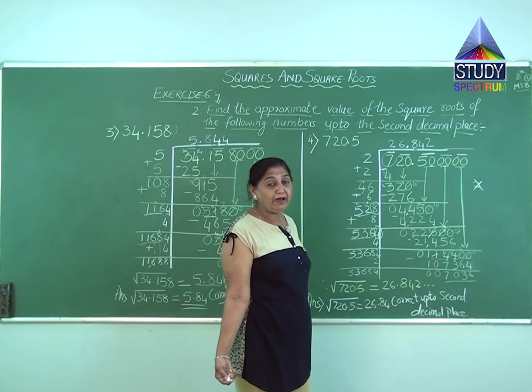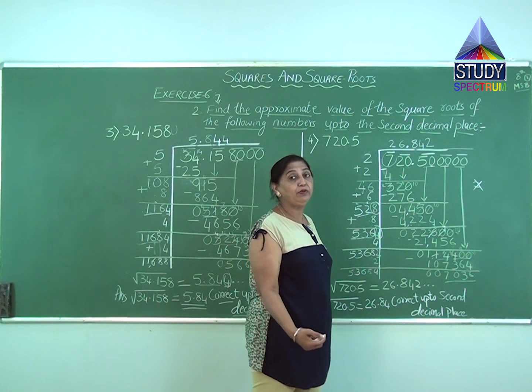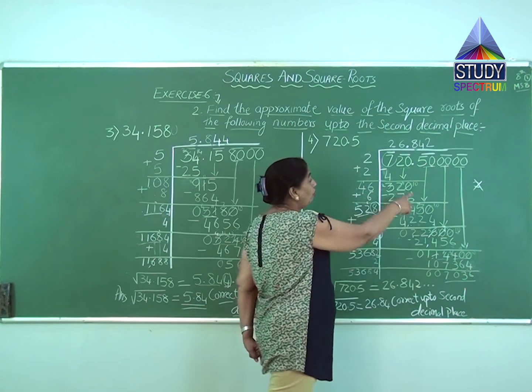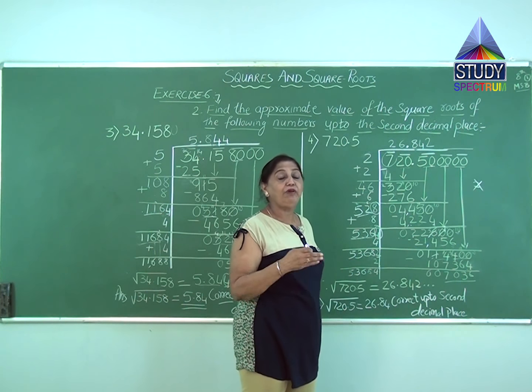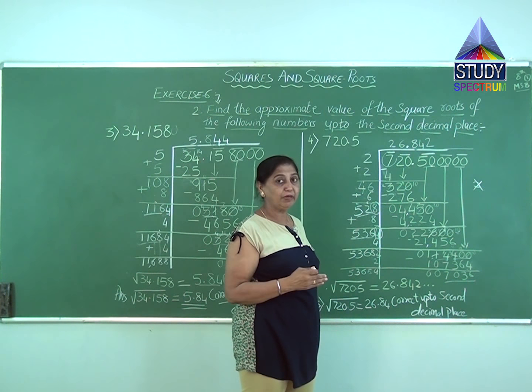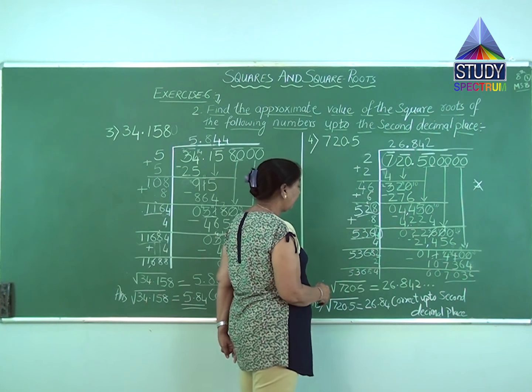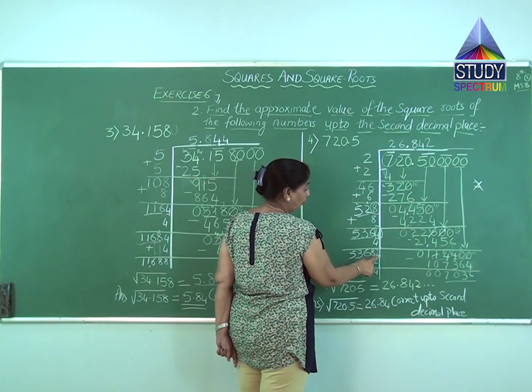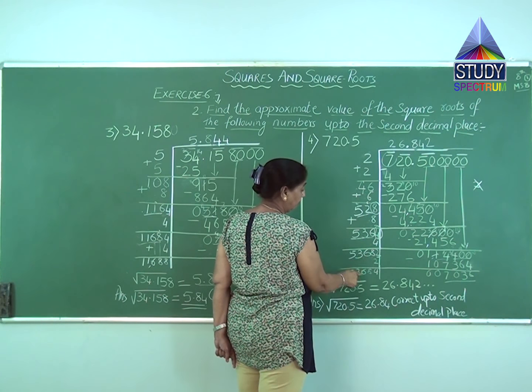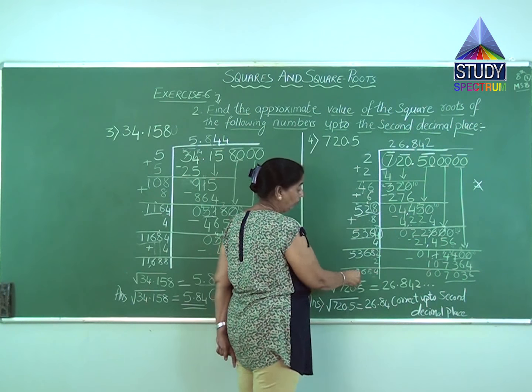Now do I have to solve further? No, I don't have to solve. Why? Because only up to second decimal place they have asked, and I have already done up to the third decimal place. So what is the answer? Only thing you have to remember, this 2 you will add over here. So 2 plus 2, 4, and then 8, 6, 3, 5 as it will come.